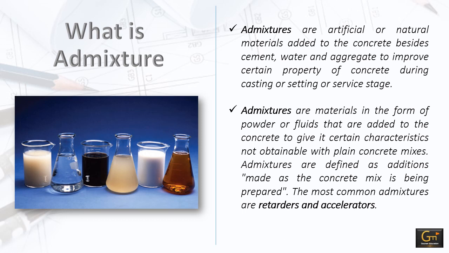The most common admixtures are retarders and accelerators. There are many types of admixture. We will study them in the further slides, which are used on the basis of their requirement. So there are many types of admixture in the construction industry used to improve the quality and performance of our concrete mix.